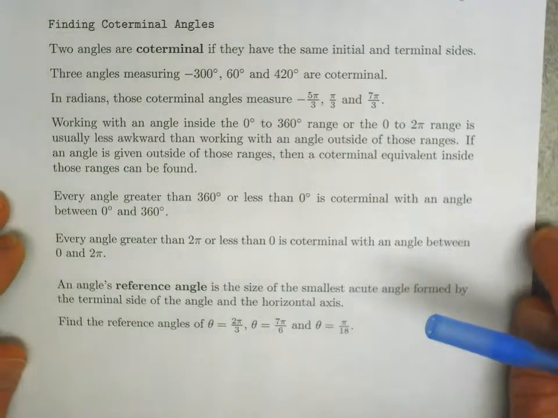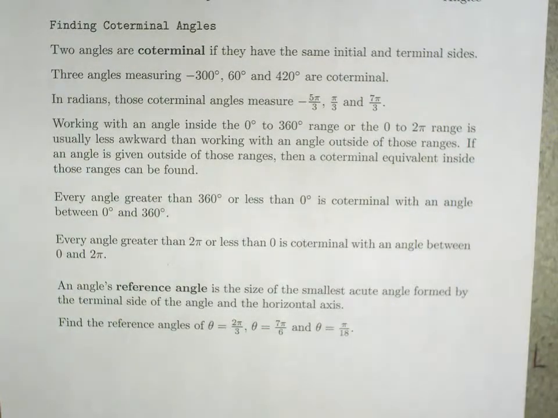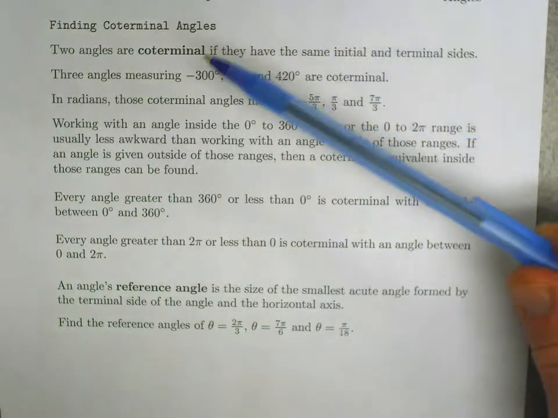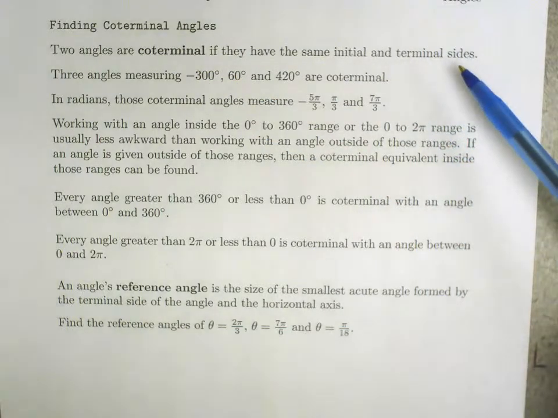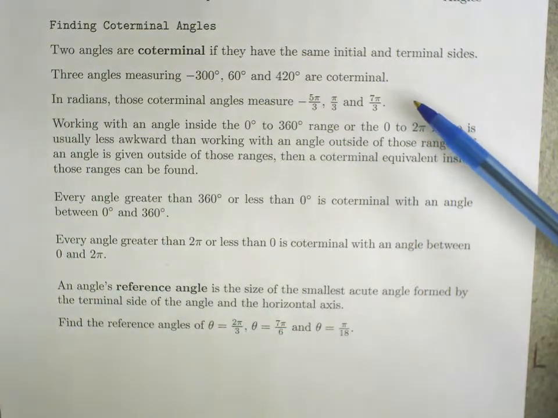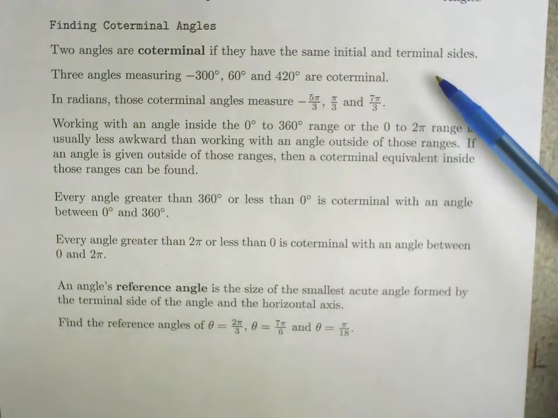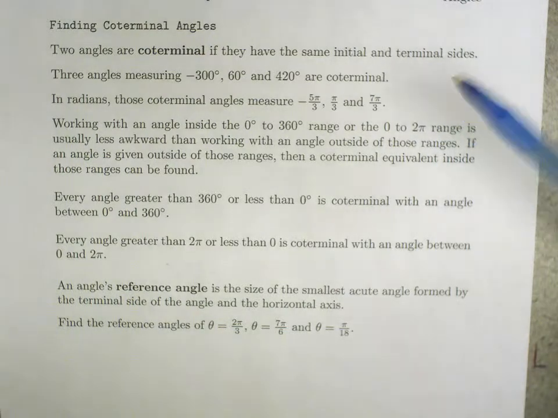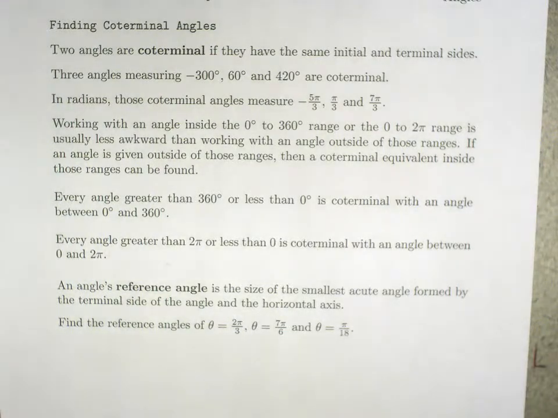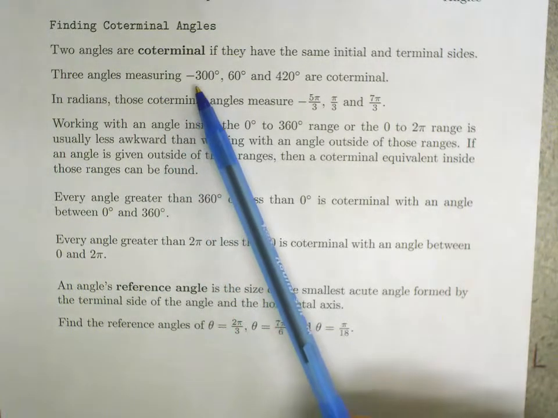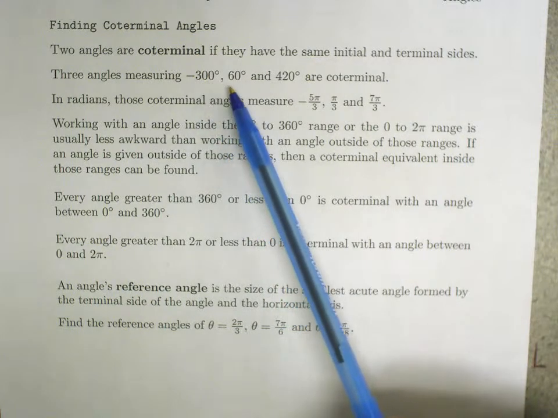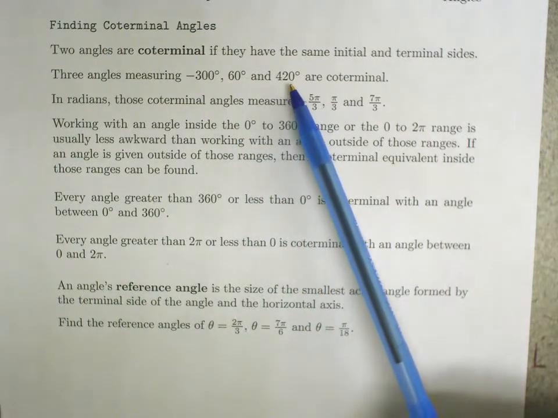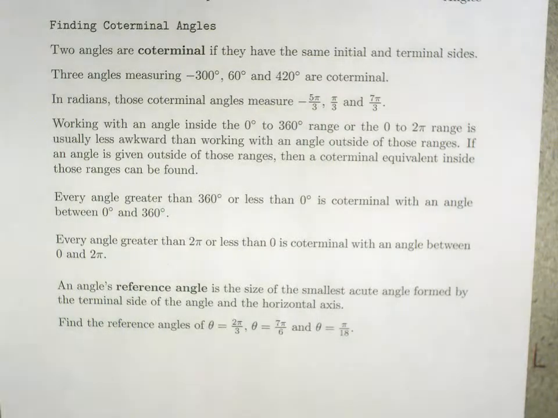Okay, finding coterminal angles. Two angles are coterminal if they have the same initial and terminal sides. There are infinitely many ways that can happen. So in this example, these three angles that measure negative 300 degrees, 60 degrees, and 420 degrees are all coterminal.